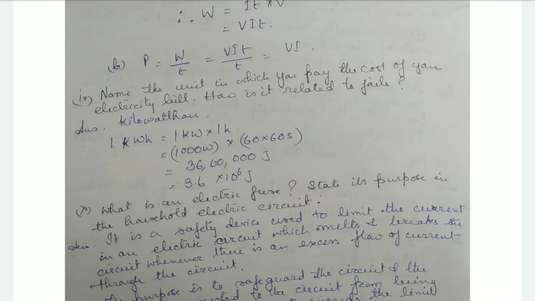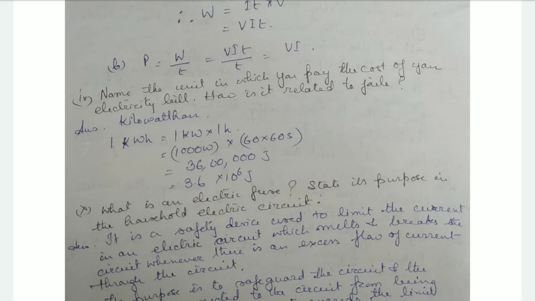Next, name the unit in which you pay the cost of your electricity bill. How is it related to joule? We pay the cost of the electricity bill in kilowatt hour. Okay, and how is it related to joule? 1 kilowatt hour is equal to 1 kilowatt into 1 hour.